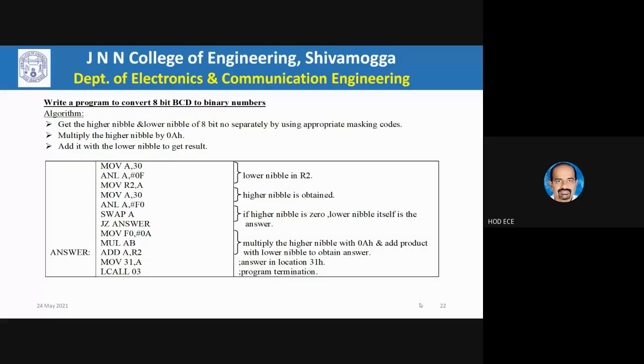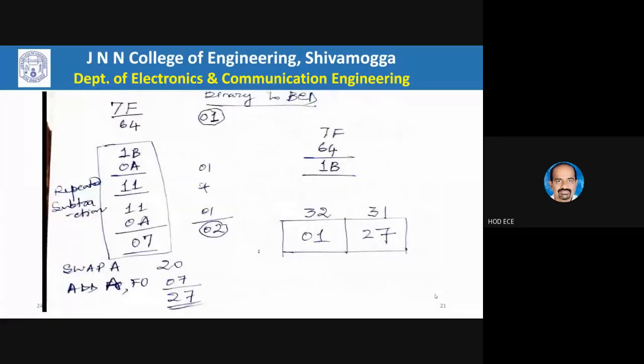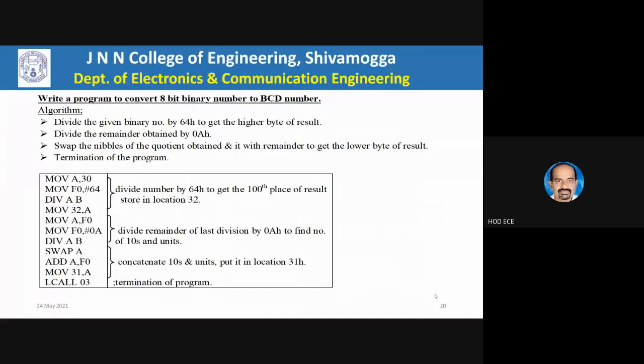The very first program is to write a program to convert 8-bit BCD to binary numbers. First one is binary number to BCD number. Write a program to convert a binary number to a BCD number. What is the algorithm?